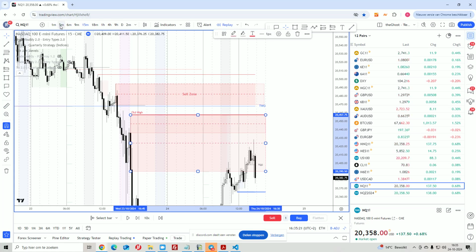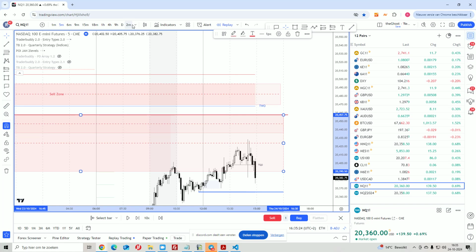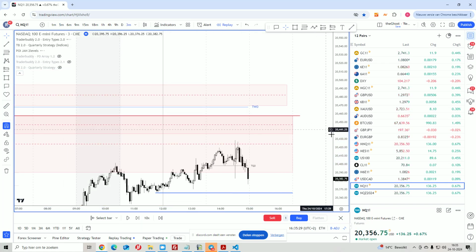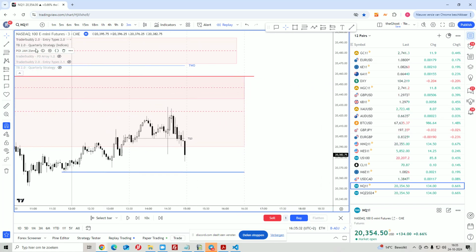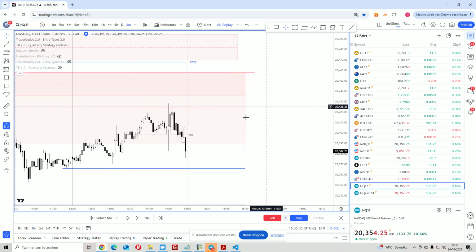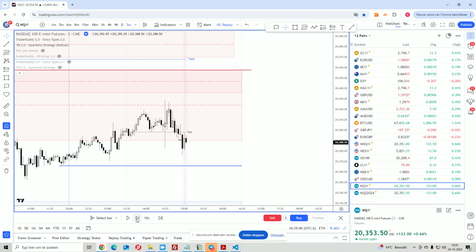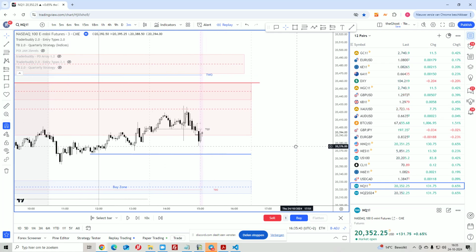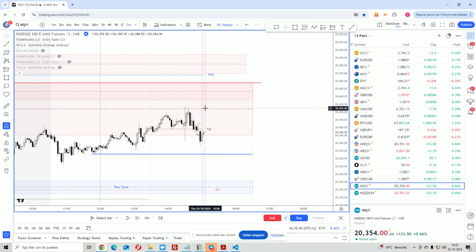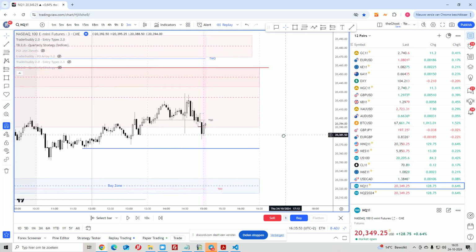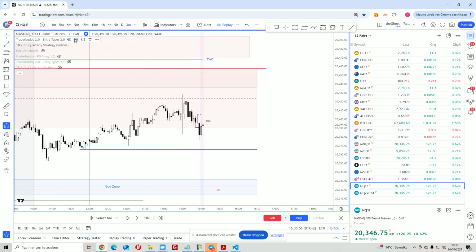So now we go to the 5 minute or to the 3 minute, whatever you prefer. I already stated I prefer the 3 minute. And we want to have our quarterly strategy on, because at 3 o'clock we start looking for opportunities. In this case, since we are rejecting a higher time frame PD array, we're going to look for sell opportunities. How are we going to do this? With our entry type indicator, we follow price at this moment.